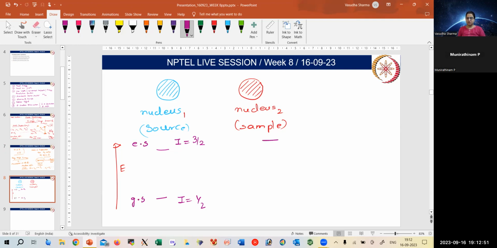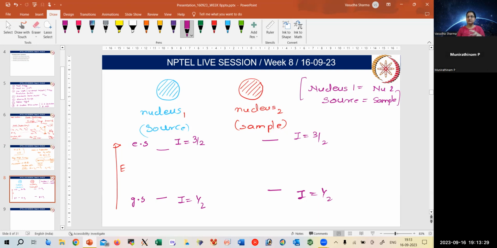And in the sample also, I have I 3/2. Why is it so? We are considering that nucleus 1 equals nucleus 2, that means source equals sample. That's a general requirement for Mössbauer spectroscopy. Why is it so? Because we are talking about the gamma radiation and the energy that is being lost. The same amount of energy has to be absorbed by the other nucleus. If they are both the same, because that gamma energy is dependent on their nuclear states, and that is a property of that particular nucleus.